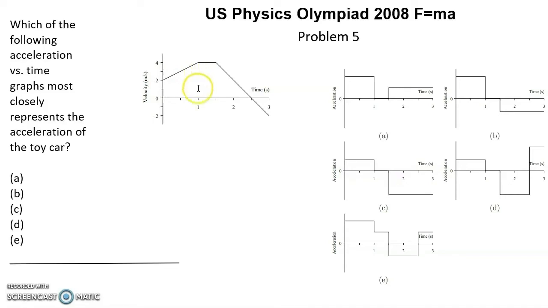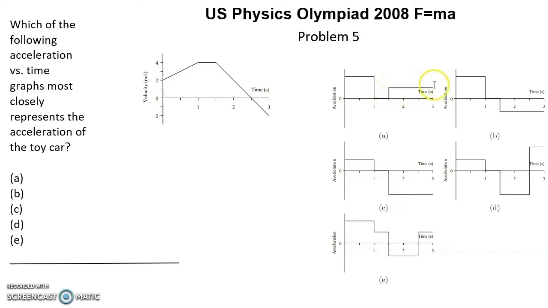From 1 to 1.5 we have a 0 acceleration, and from 1.5 till 3 we have negative acceleration, negative 4. So here we have positive 2, 0, negative 4. Let's check all these 5 graphs. Graph A. We have positive here, from 0 to 1. We have 0 from 1 to 1.5.